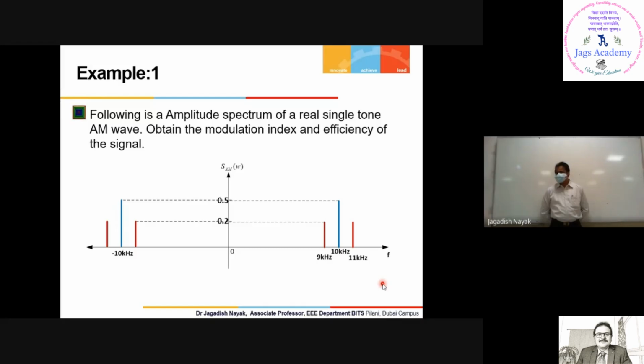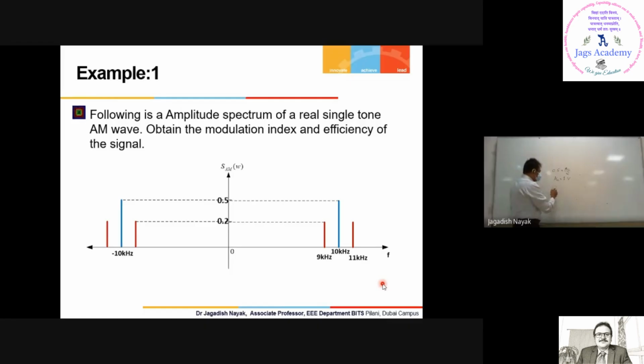Okay. Fine. You understood. Can you tell me what is the answer? What is the answer for modulation index? I'm using the board. 0.5 is equal to AC by 2, right? In the spectrum. So what is AC? AC is equal to 1 volt. Right. Now what is that 0.2 equal to? This has been done earlier. I have done this in the previous class.